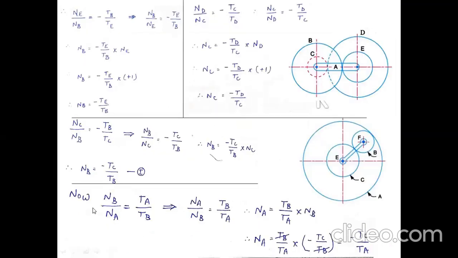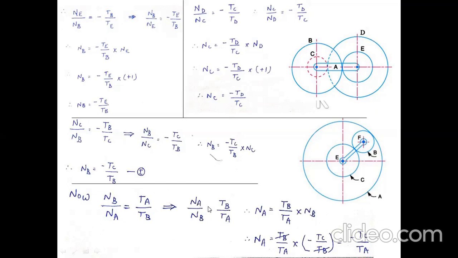Now see that figure. We have to find out the speed of A. B meshes with A, so NB becomes the driver and NA becomes the driven. So NB by NA is equal to TA by TB. Taking the reciprocal, NA by NB is equal to TB by TA.